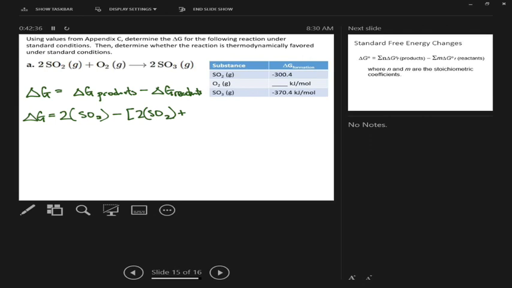Oh, did it do that again? I've got to refresh. Let me just do it on the board. It's showing up on the wrong screen for some reason.